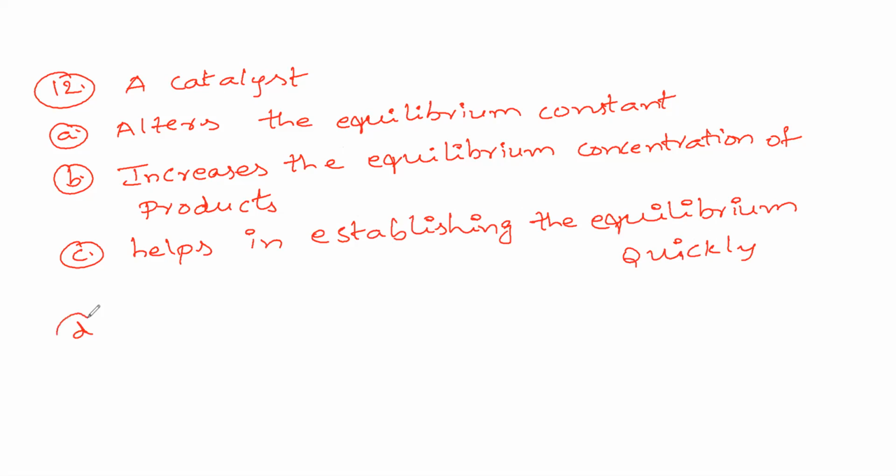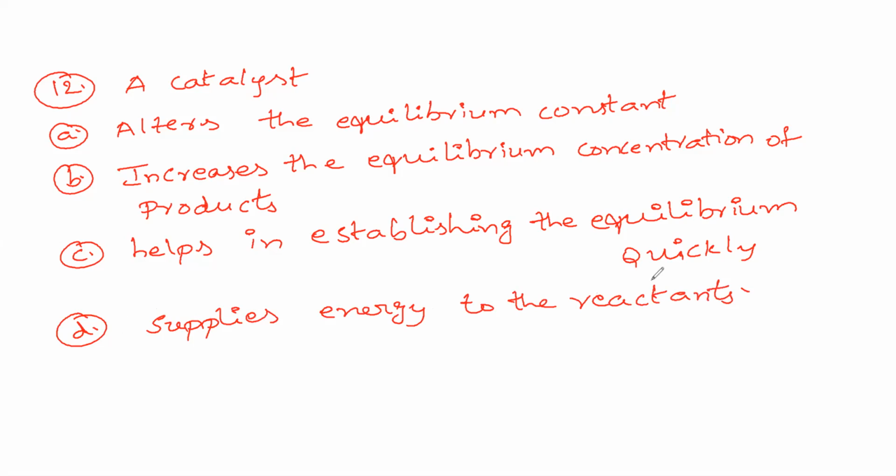And fourth option, supplies energy to the reactants. So the answer is, you already know a catalyst has no effect on equilibrium. It cannot change the equilibrium constant value. It can only help in establishing the equilibrium quickly. So that's why the answer is the third option.